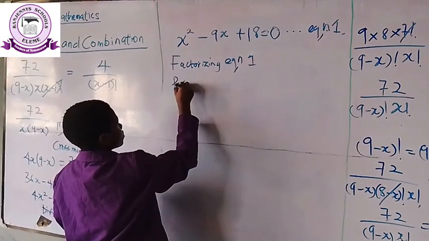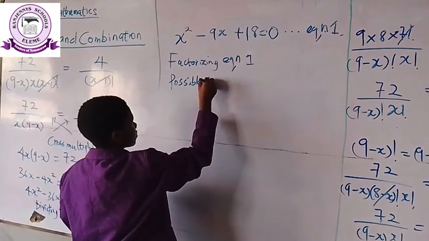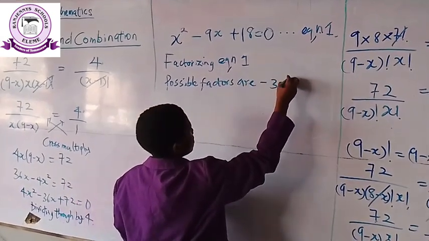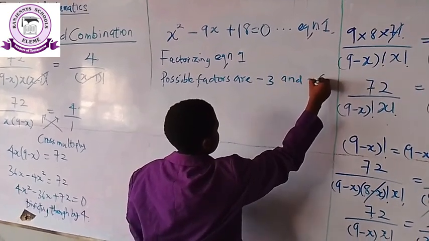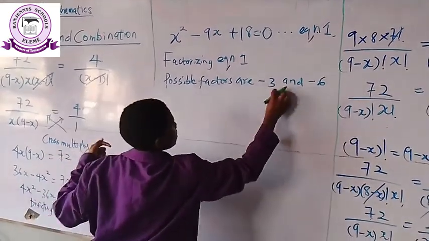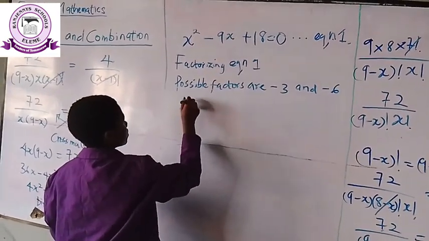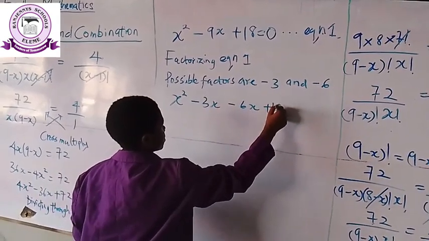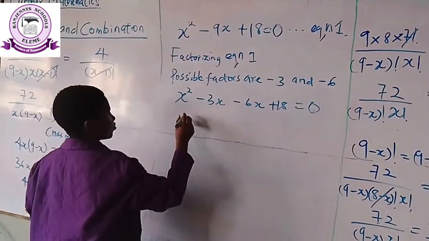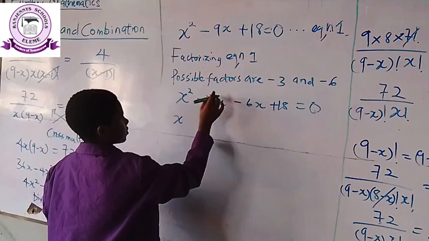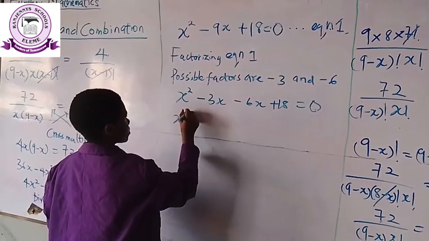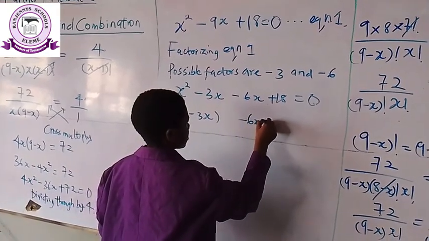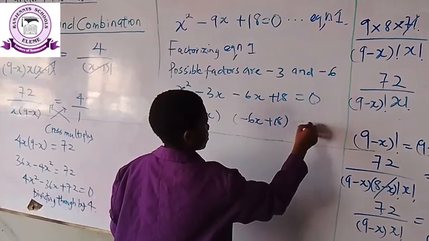The possible factors are minus 3 and minus 6. So I'm going to put this into this equation. So x squared minus 3x minus 6x plus 18 equals 0. Looking for x, I'm going to group them. x squared minus 3x minus 6x plus 18 equals 0.